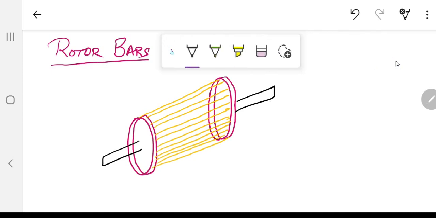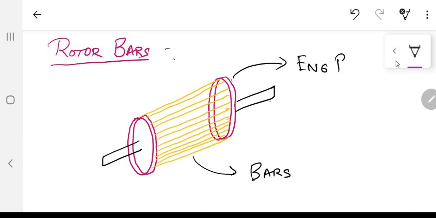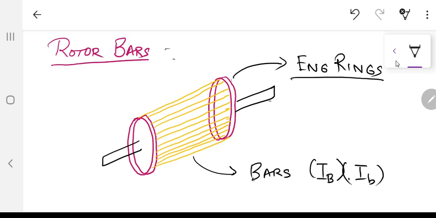So in short, these orange colored ones are the bars which we are designing at present, for which we have found the current, and these are the end rings. We have already found the current in each bar, which is IB over here, or simply I small b, which is the same thing used in your book. So this is the cage rotor which we are designing.